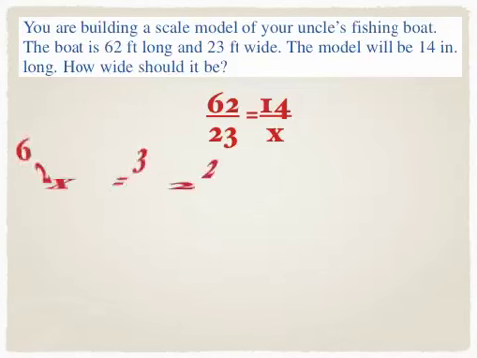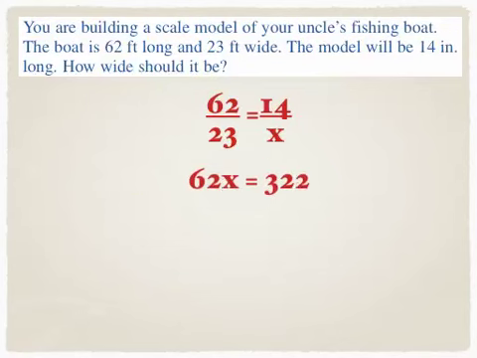When you cross multiply, you get 62x equals 322. If you do not get 62x equals 322 when you set up your proportion, then you did not set it up correctly. Now I need to divide both sides by 62, which gives me x equals 5.2, and it would be inches because it's the width of the model.